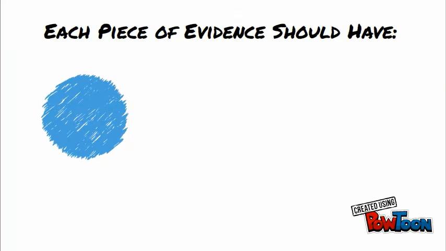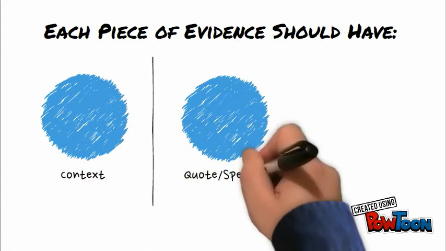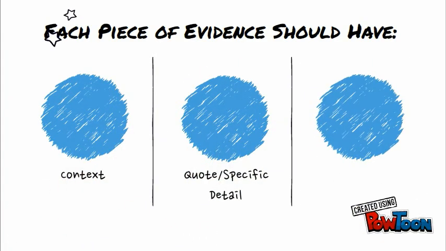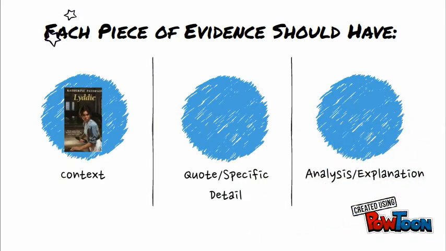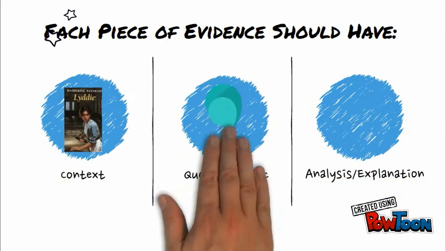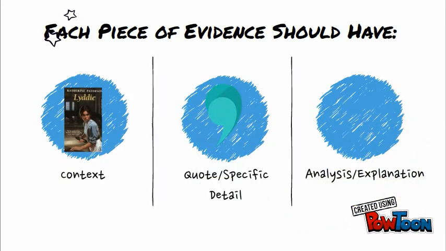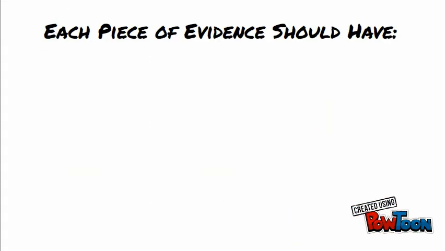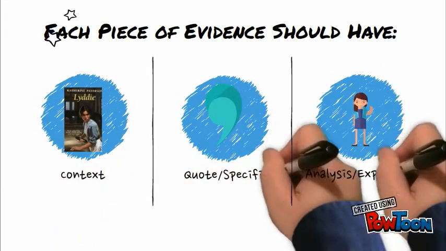Then the next thing I need to do is I need to give evidence. As always in our body paragraphs, each piece of evidence is going to need three things. You have to give context, which means where it comes from in the book. You need to give a quote or specific detail. Quotes are best whenever possible. And then you need to analyze or explain the quote. And you always have to make sure that your analysis and explanation go back to the reason.